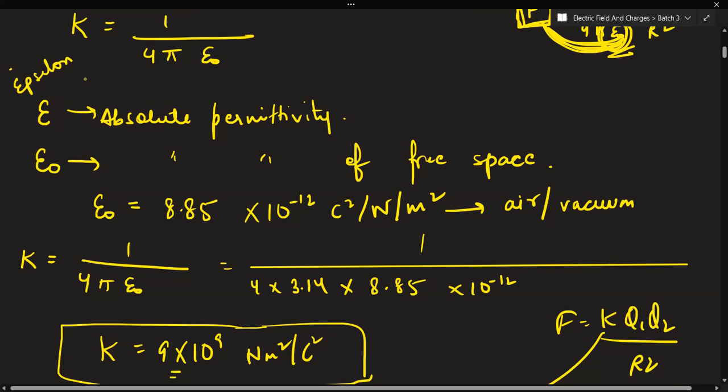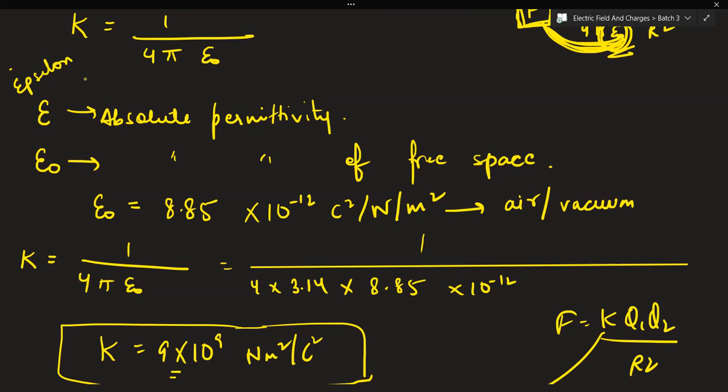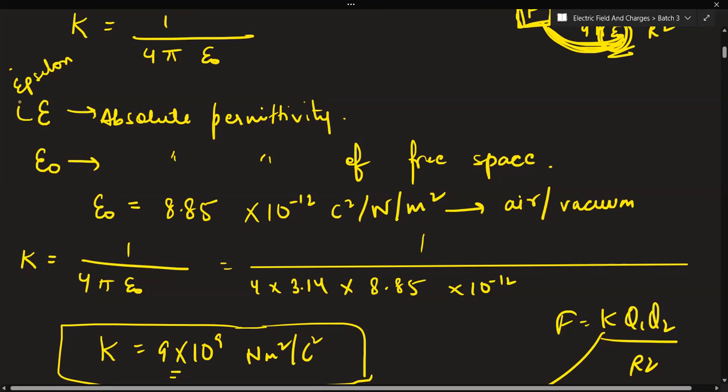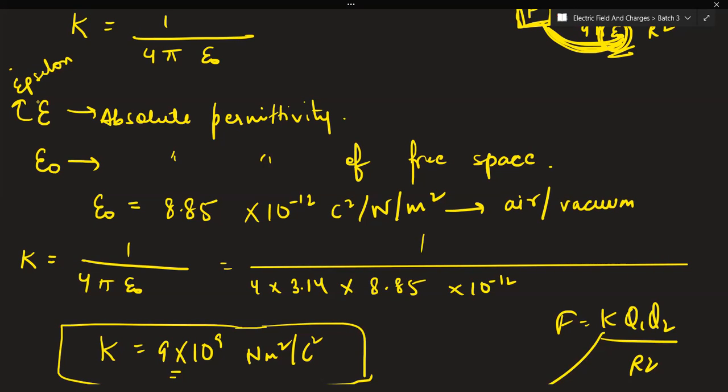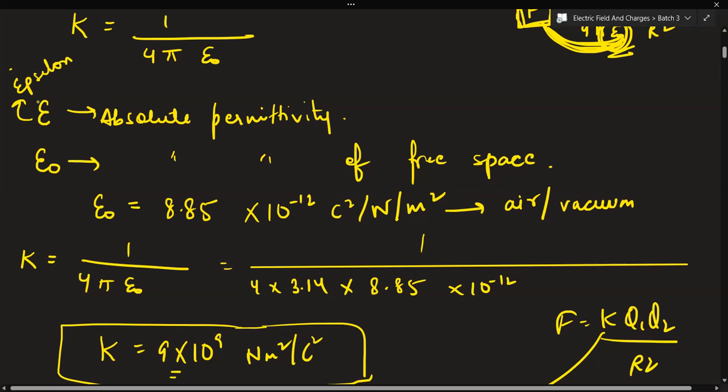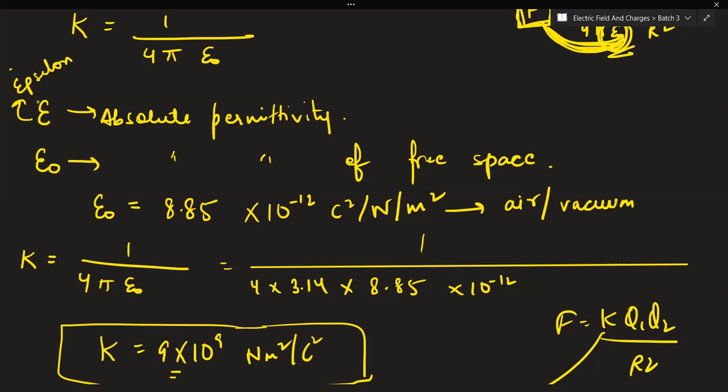How? See, K is actually 1 over 4 pi epsilon naught. This E symbol is called epsilon. This is a Greek symbol. This means absolute permittivity. Absolute permittivity tells you the nature of force in different media. You have different media with you, there will be different values of electric forces that you will be getting. For example, if I take two charges and put them in air, I'll have a certain force. If I put those two charges in water, then the value of force gets changed.